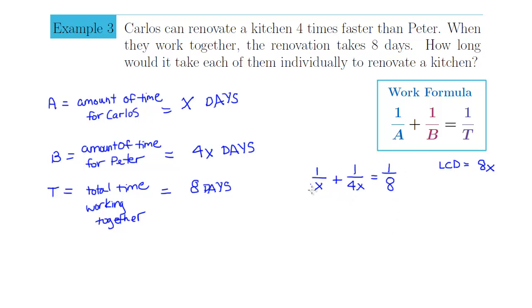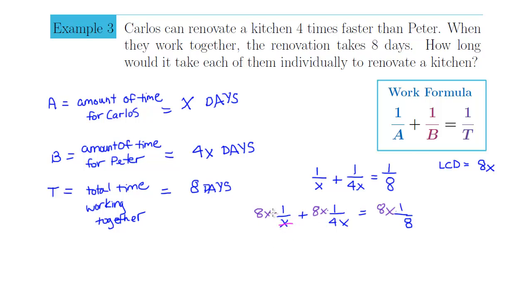So, taking our rational equation, we want to multiply each term in our equation by the LCD. And why do we do that? We do that so then we can cancel our denominators, right? So we take our equation 1 over x plus 1 over 4x equals 1 over 8, and we multiply each term by our LCD, which is 8x. So 8x times each term in the equation. And then we use that to cancel our denominators.